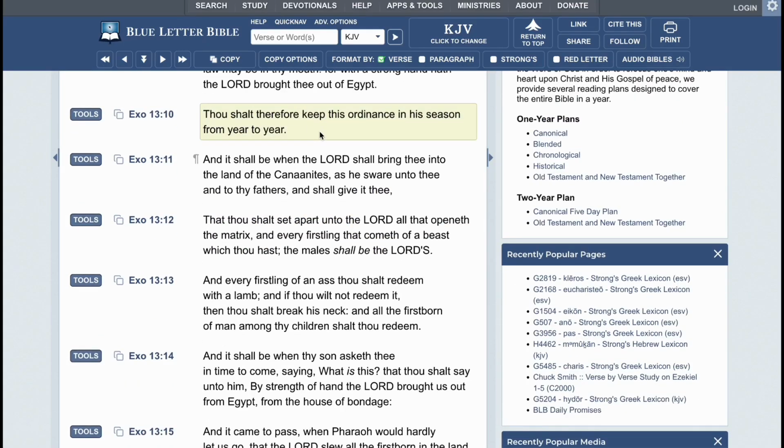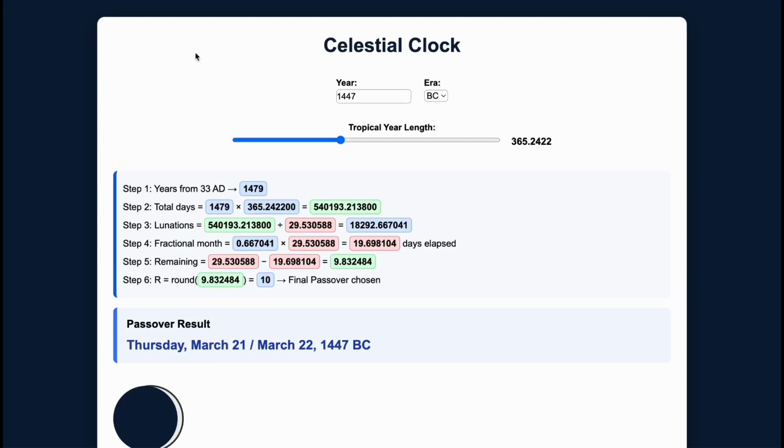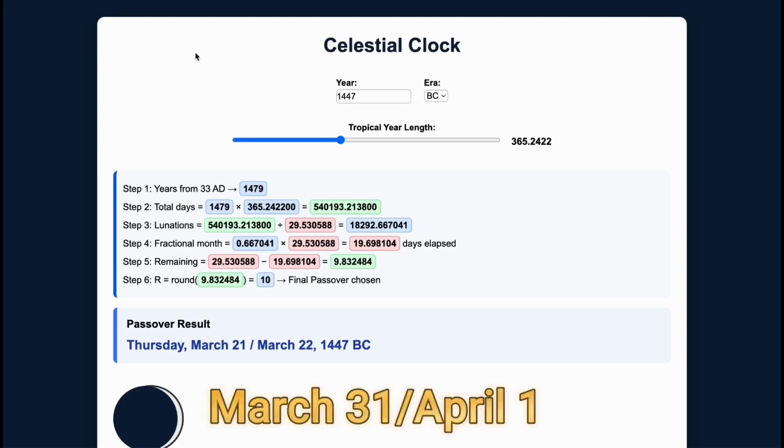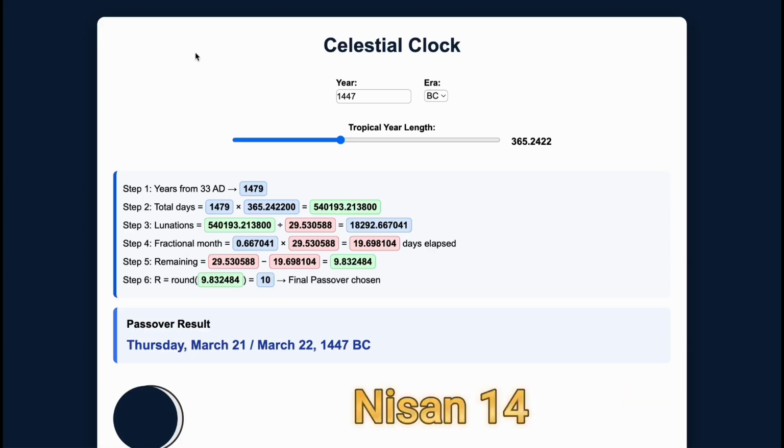And then here in Exodus 13:10 we read, "Thou shalt therefore keep this ordinance in his season from year to year." So God is letting us know that there's a very specific season of Passover. And we've learned from the Bible that Christ was crucified on March 31st / April 1st. That'd be Nisan 14, which is our springtime. And so Passover occurs sometime in spring. So we know that it's the spring season.